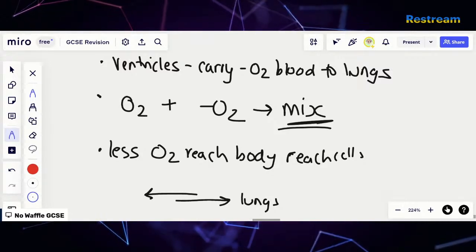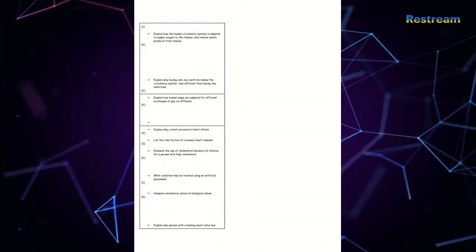Let's move on to the next question. The next question is: explain how human lungs have adapted for efficient exchange of gas via diffusion.